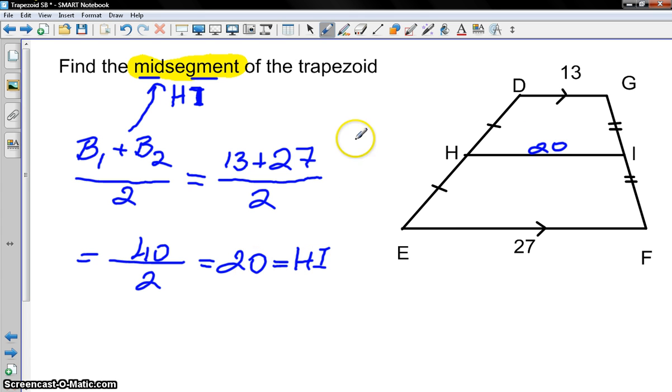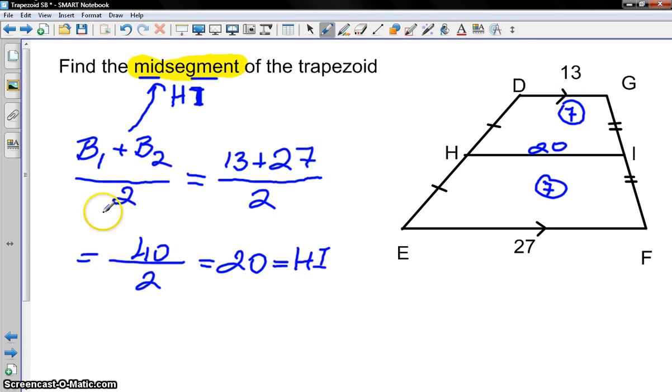Now, the way to actually double check your work is to see if HI is in between 13 and 27. If HI is bigger than 27 or smaller than 13, then you did something wrong, okay? So this is one way to double check your work. And you can also see that between 20 and 27, there are 7 units, okay? And in between 20 and 13, there are also 7 units. So that tells me that I found the midsegment. It's in the middle of those two numbers.